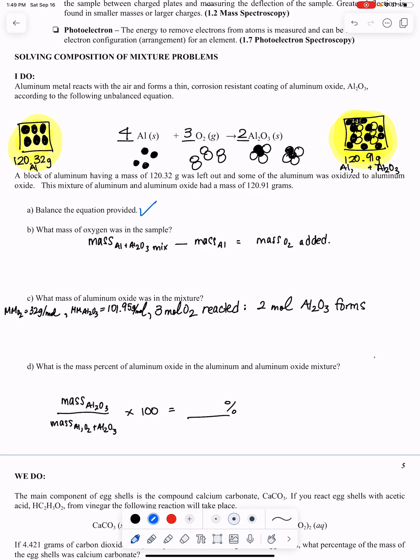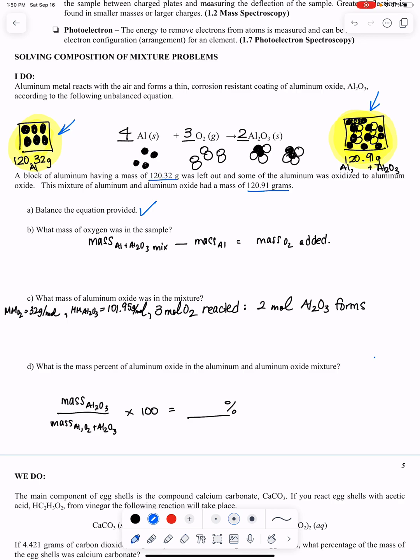A block of aluminum having a mass of 120.32 grams was left out, and some of the aluminum was oxidized to aluminum oxide. So now I have a mixture of aluminum and aluminum oxide. I don't know how much aluminum or how much aluminum oxide yet, but I could figure out how much oxygen was added through subtraction. So our mixture of aluminum and aluminum oxide is 120.91 grams, as mentioned.